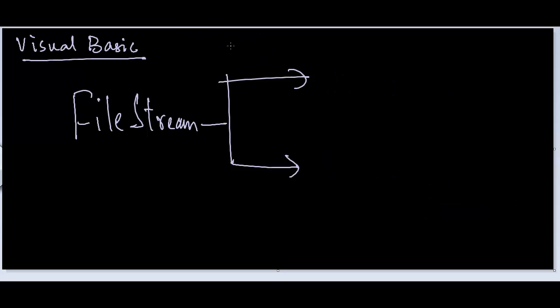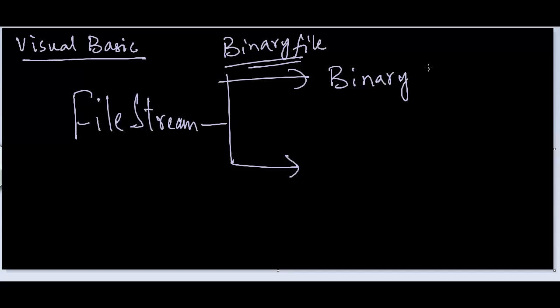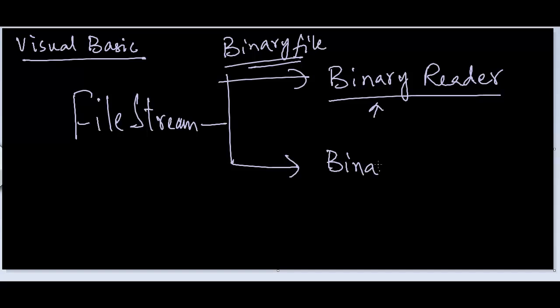And in case of a binary file, in case we have a binary file, we are going to be using a BinaryReader to read a sequence of bytes from the binary file, and we are going to be using a BinaryWriter to write a sequence of bytes to the binary file.